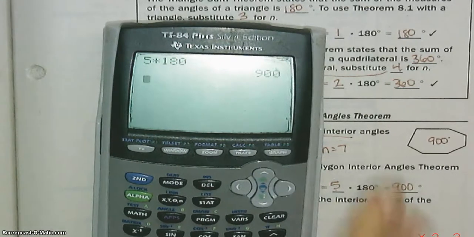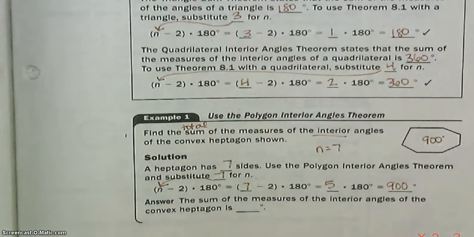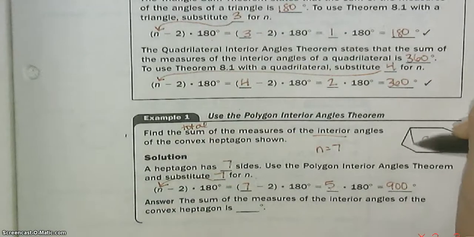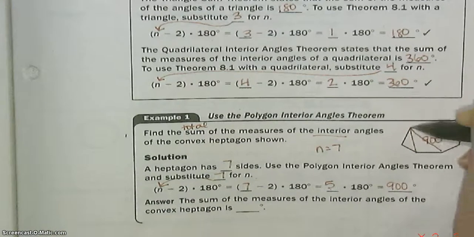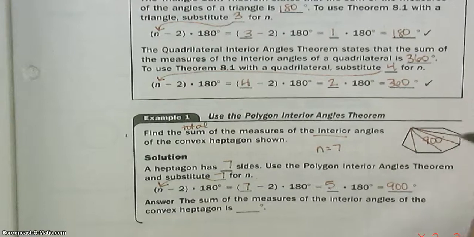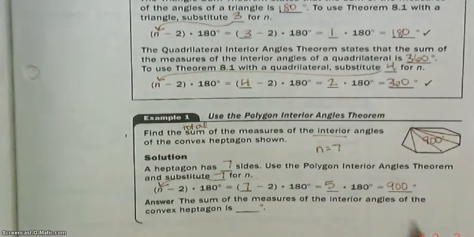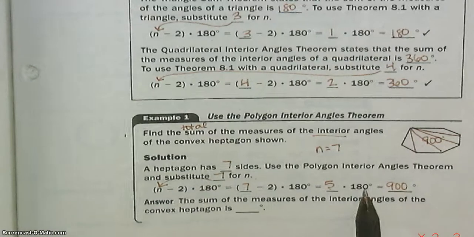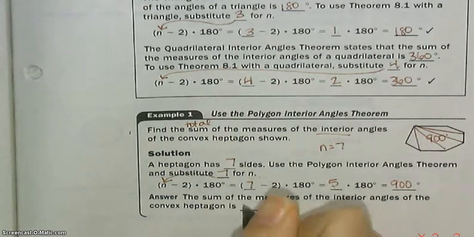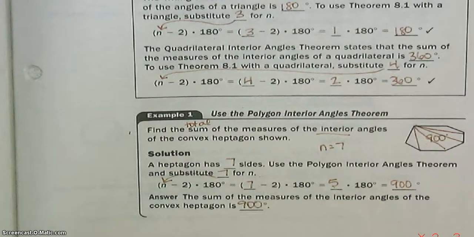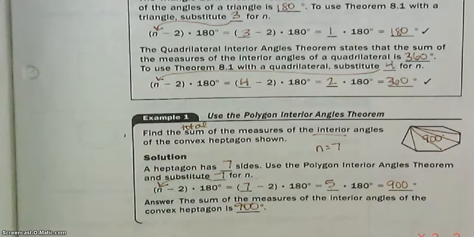That's a lot. And if you ever forget, you can always draw your triangles. You pick a vertex, you figure out how many triangles are in that shape. Oh, 1, 2, 3, 4, 5 triangles. And that's why we did 5 times 180. So the total measure inside a heptagon is 900 degrees.